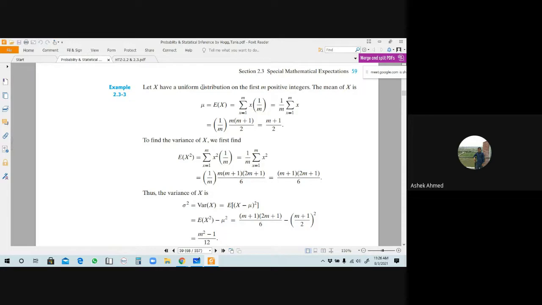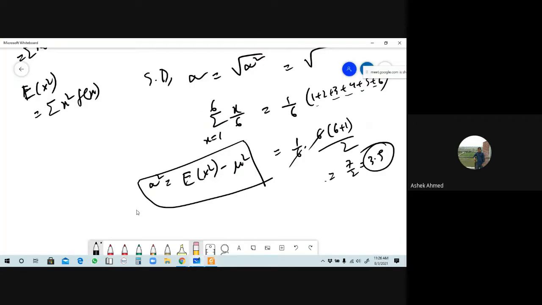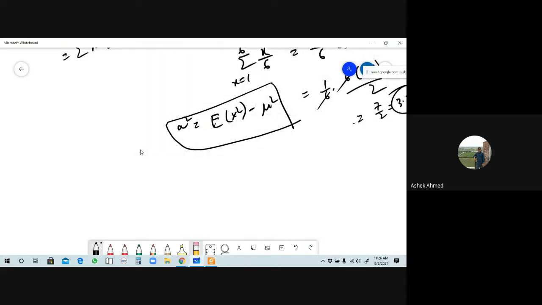If there is a particle that has m sides, tell me the probability mass function of an m-sided particle. The PMF will be f of x equals 1/m, and the values of x will be 1 up to m. Understand? Respond to me.